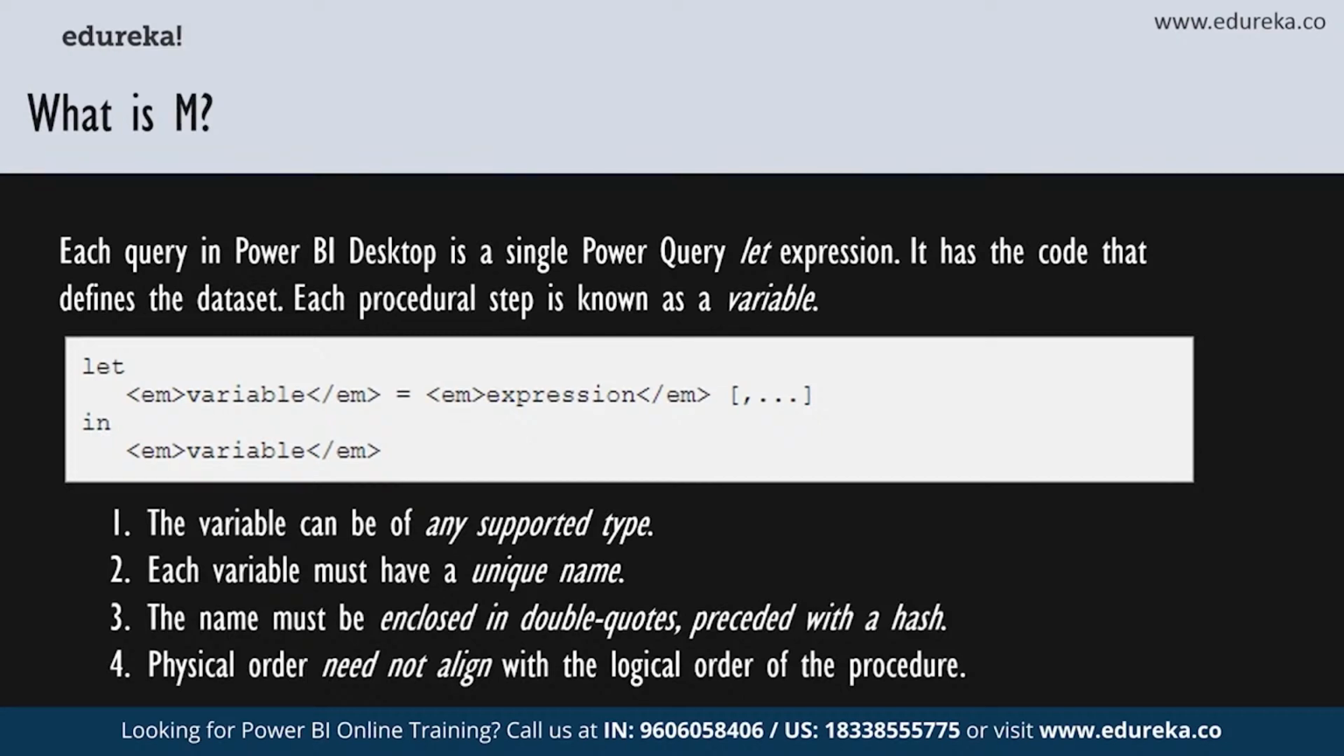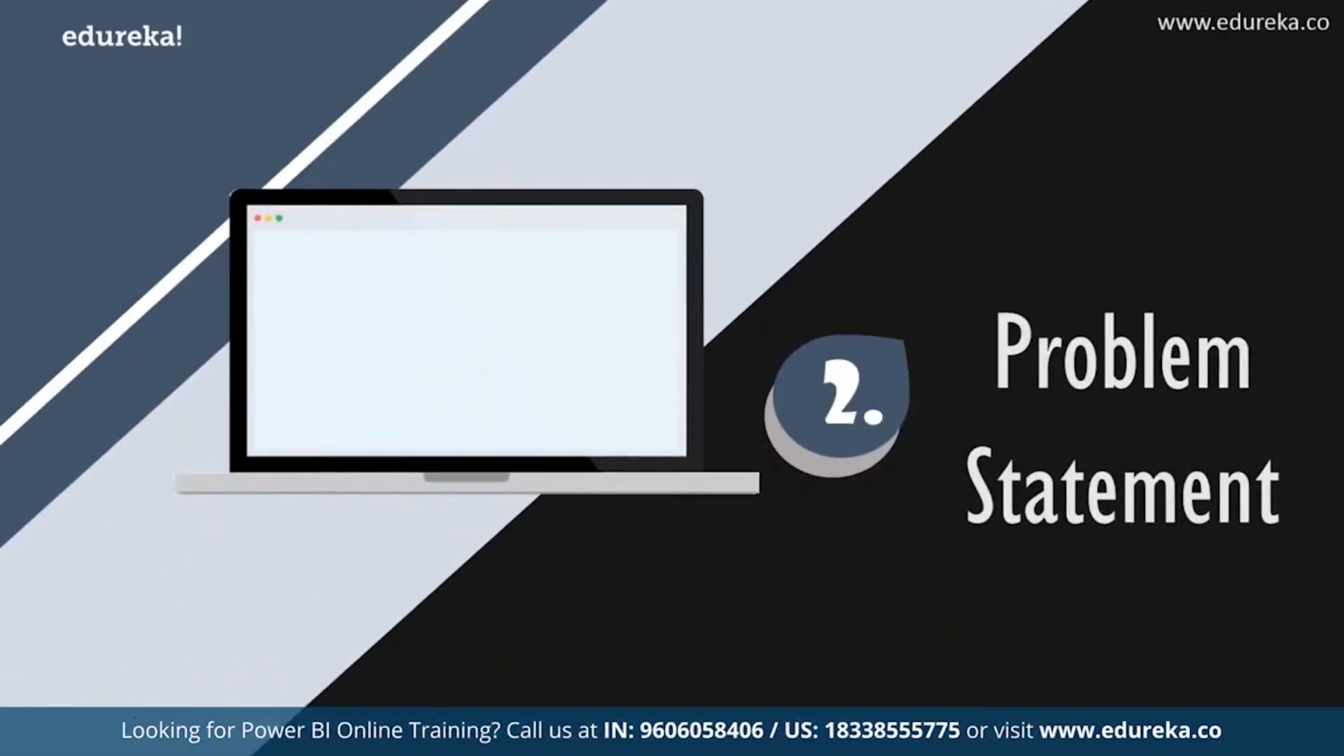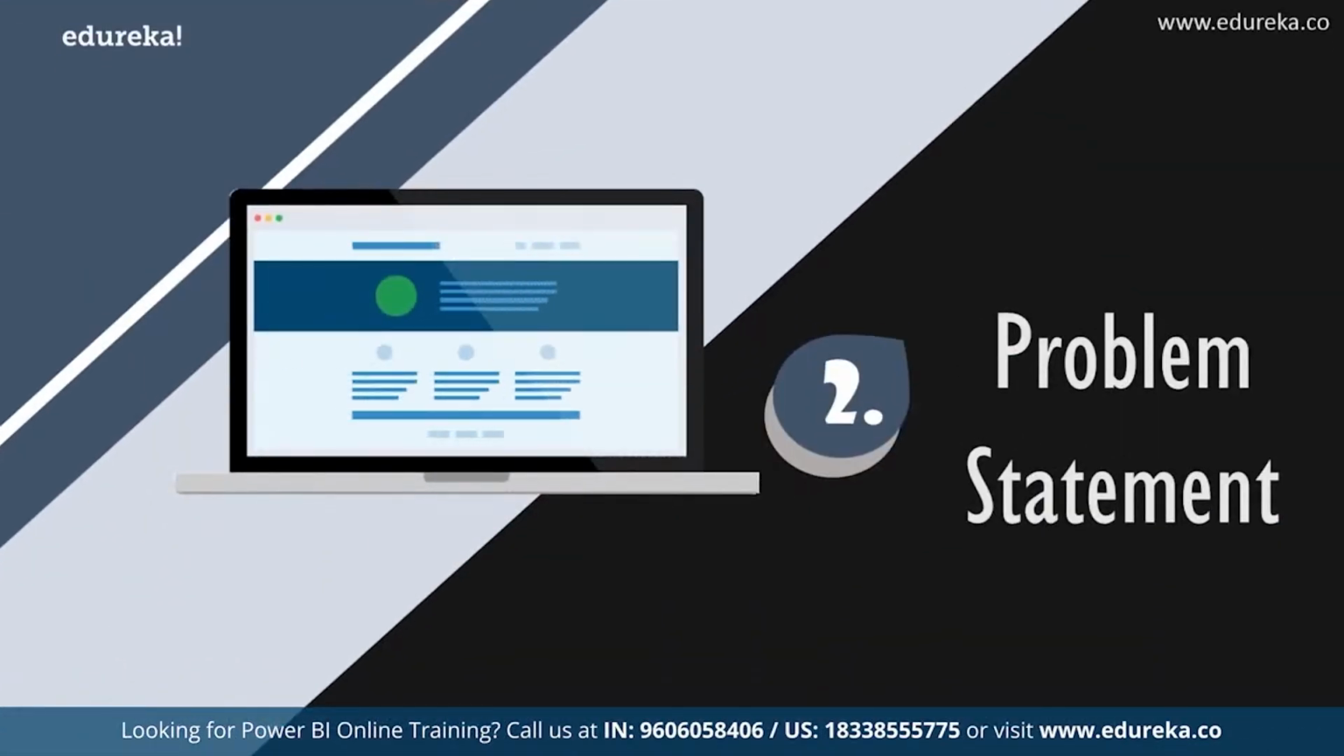So if you simply need to see a variable's value at any specific point in time, you can select its related step again in the applied steps section in the query editor. If you are not familiar with what it looks like, I'm going to show you in just a while once we open the demo machine. When you select a step, you're essentially viewing the contents of the associated variable. With that, let's move on to our problem statement.